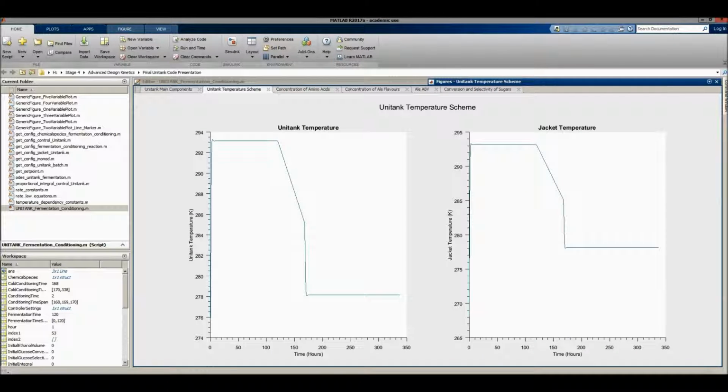In these 2 graphs, you can see the different temperature profiles for each of the 4 steps, with the jacket temperature being manipulated to control the temperature within the reactor.